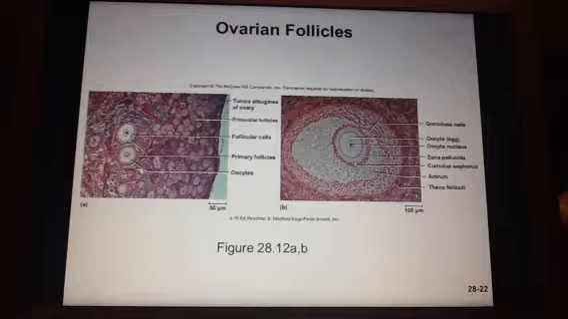So this is kind of a microscopic look at what the follicles look like. And this is going to talk about primordial, primary, and secondary follicles. This is just showing that they're kind of commingled. We're going to talk about which follicles are actually producing oocytes. We're going to focus on secondary follicles here pretty soon.